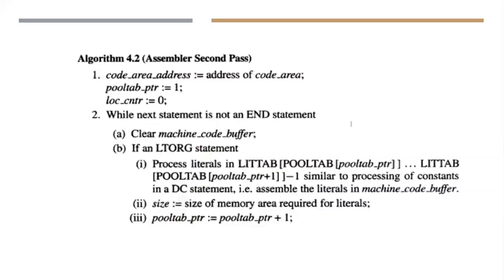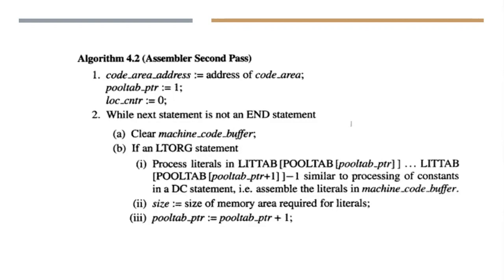So this is the algorithm. Code area address is equal to address of code area. This particular line tells you that we are going to save target code into the code area file. Pool table pointer is equal to 1 and location counter is set to 0. So this is required, that we need to initialize these two values. Now this particular process of generating target code is repeated till we encounter an end statement.